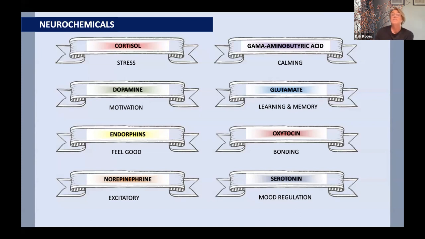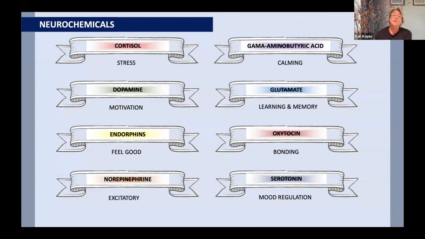GABA is related to calming. Cortisol, we've talked a lot about cortisol in the media lately about its relationship to stress. And when we get stressed out, we start to secrete more cortisol. Cortisol then impedes our ability to utilize carbohydrates. And so we tend to gain weight from that.